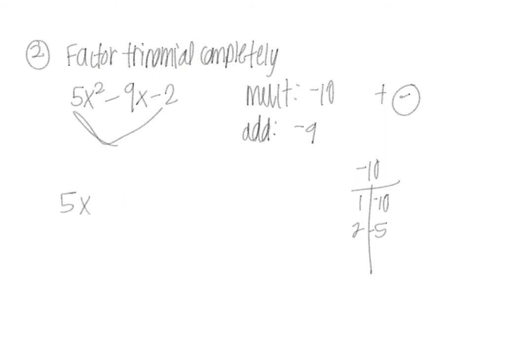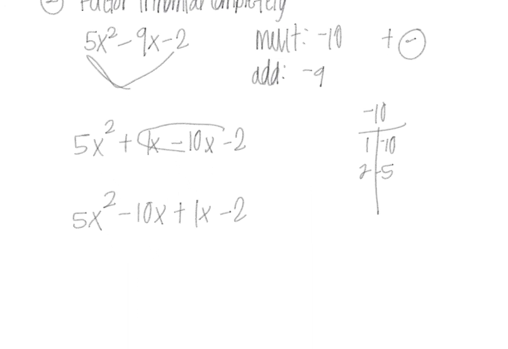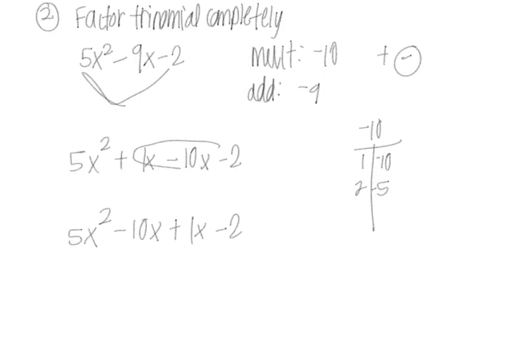So I can write this as 5x squared plus 1x minus 10x minus 2, because again that adds to give me -9 in the middle. Or I can write it as 5x squared minus 10x plus 1x minus 2, okay? It doesn't really matter the order in which I write that. I multiply 5 and negative 2 together to get negative 10. That's one of my conditions for the two numbers that I choose, okay? And then they also had to add to give me negative 9.